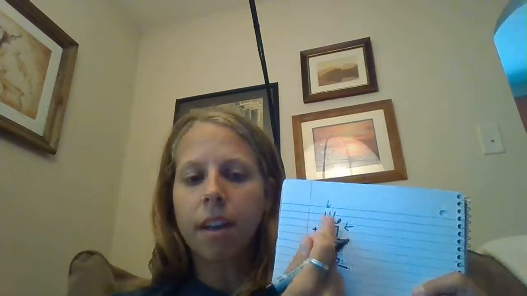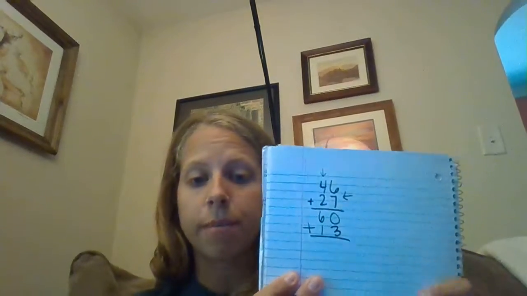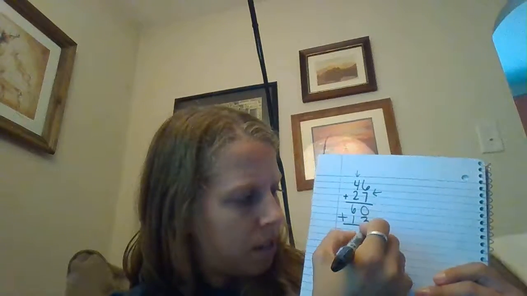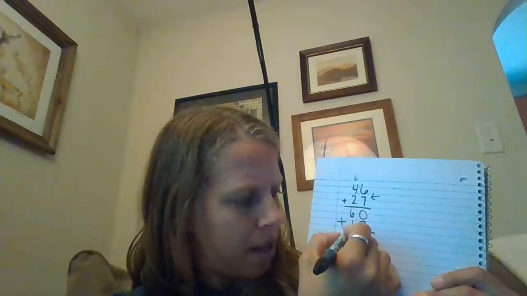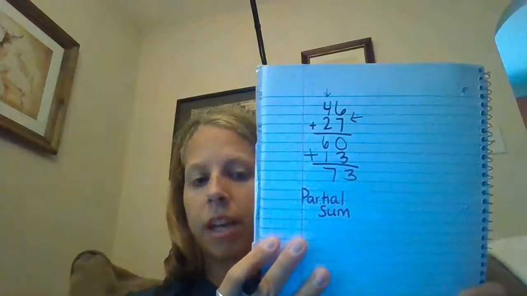Now that I've done everything up top, I go here and I actually add my partial sums. So it's a second addition problem. 0 plus 3 is 3, and 6 plus 1 is 7. So my answer becomes 73. This is called partial sums because you are creating partial answers before you get your whole answer.